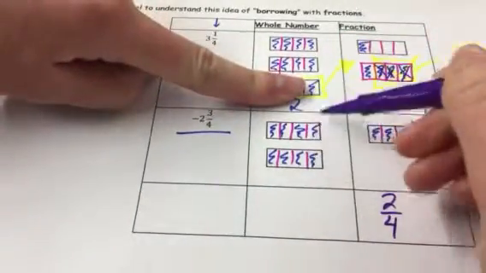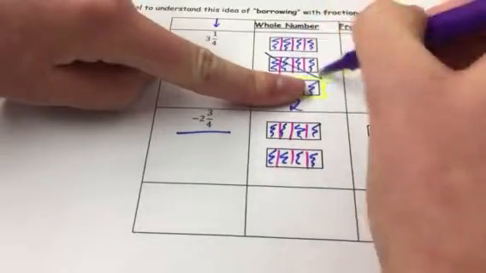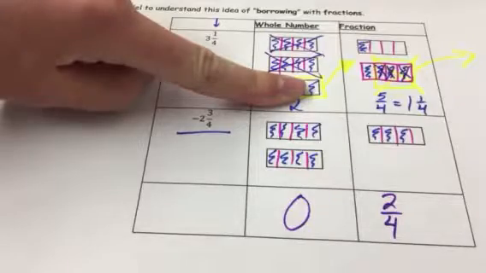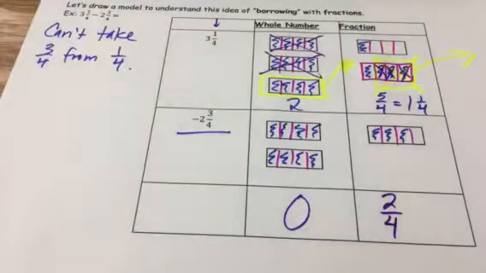I need to take 2 whole things away from 2 whole things. I am left with 0 and 2/4, and that is our answer. So let's do another example to make some more sense out of this.